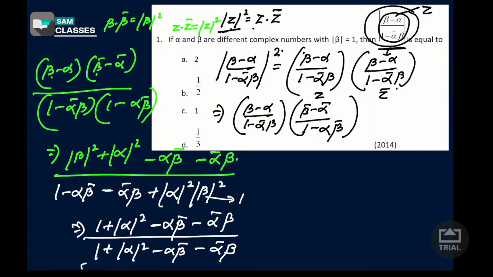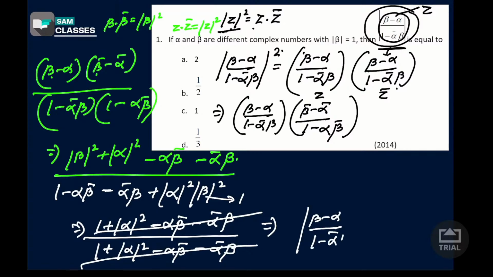See, top and bottom are the same thing. Can I cut? I'll get mod of beta minus alpha by 1 minus alpha bar beta whole square is equal to 1. So if I remove the square also, it will still be 1 only. Clear everybody? Take your time for this. This is done. We are done with complex numbers and quadratic. Clear everyone?